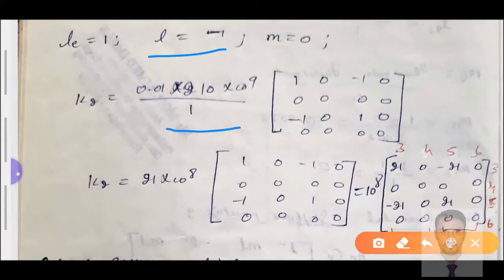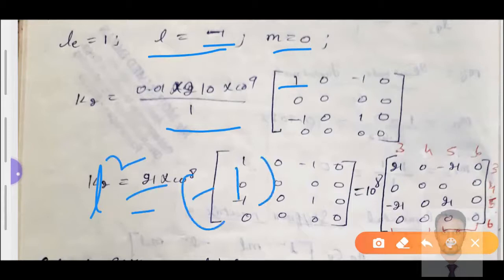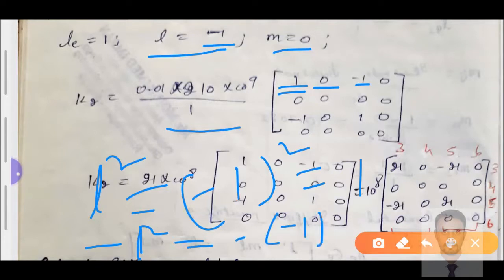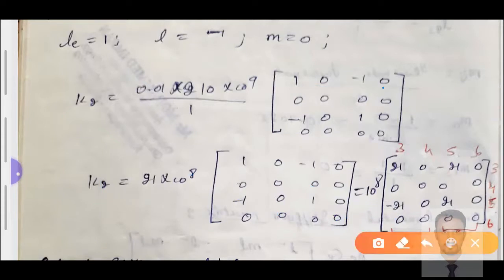Here we have L is -1, M is 0, which means L square becomes 1, that is, minus 1 whole square is equal to 1. We have LM as 0. Here, minus L square is equal to minus of -1 whole square, that is equal to -1. Again we have -1 here. Then similarly we have LM 0, then LM 0, M square 0, then LM 0, and again M square is equal to 0, minus M square is equal to 0. Similarly we have these rows.